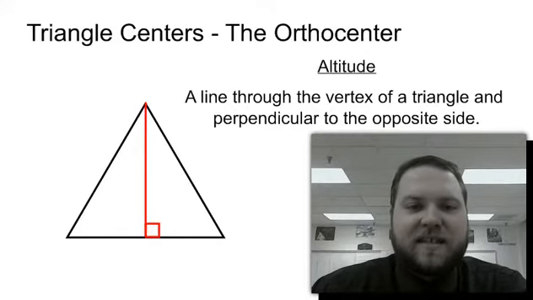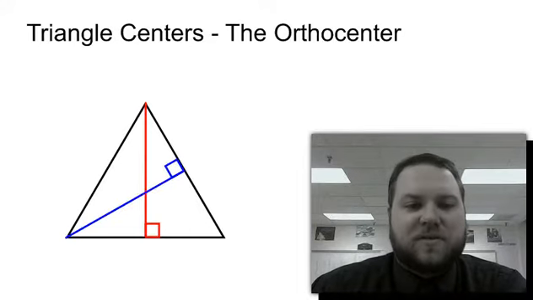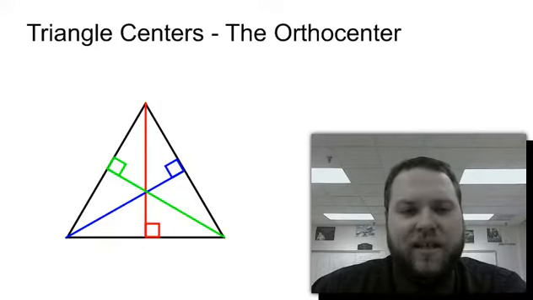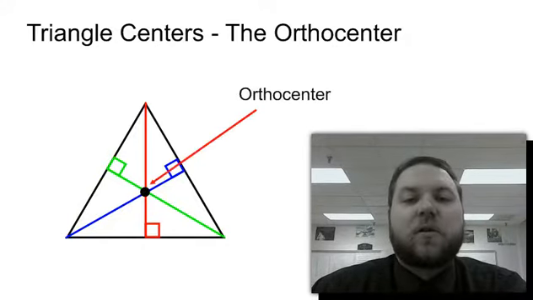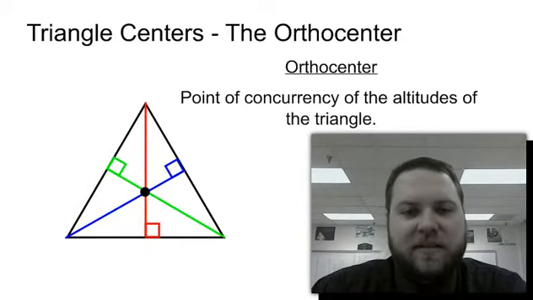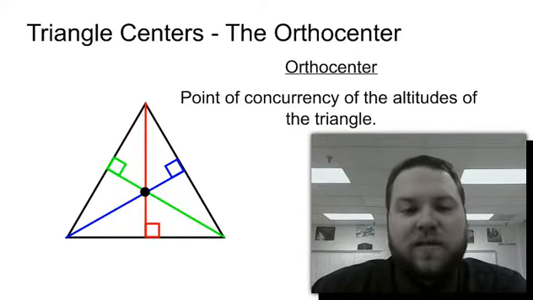And if we were to take this and draw not one altitude, but all three altitudes of the triangle, they would cross at one point, and that point, which you can see right there with the little dot, is called the orthocenter of the triangle. So the orthocenter is the point of concurrency of the altitudes of the triangle, and really we are going to use the orthocenter to just tell us one thing.